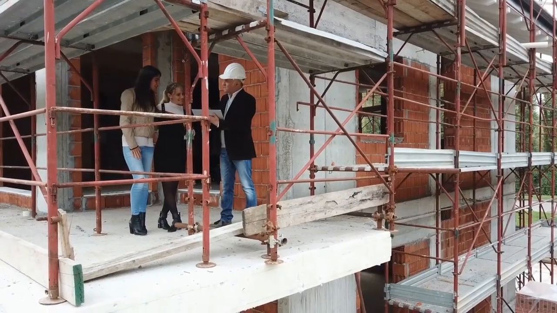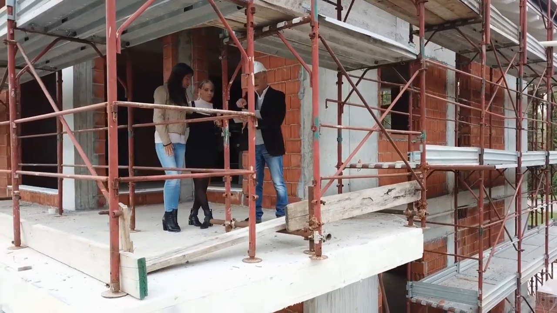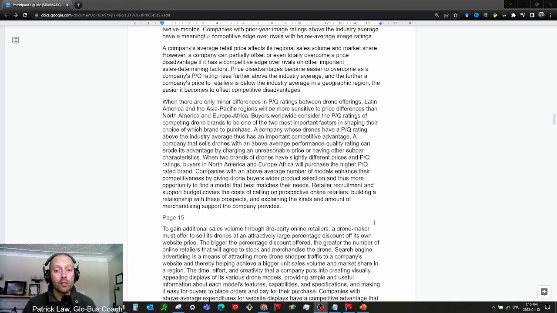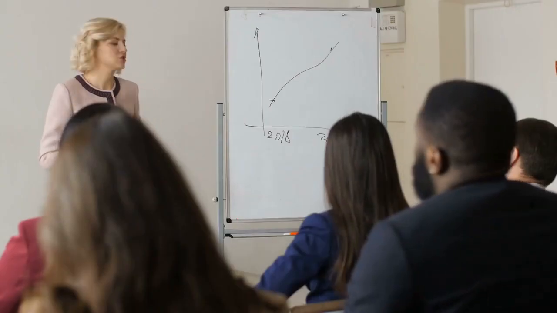When two brands of drones have slightly different prices and PQ ratings, buyers in North America and Europe Africa will purchase the higher PQ rated brand. Companies with an above average number of models enhance their competitiveness by giving drone buyers wider product selection and thus more opportunity to find a model that best matches their needs.